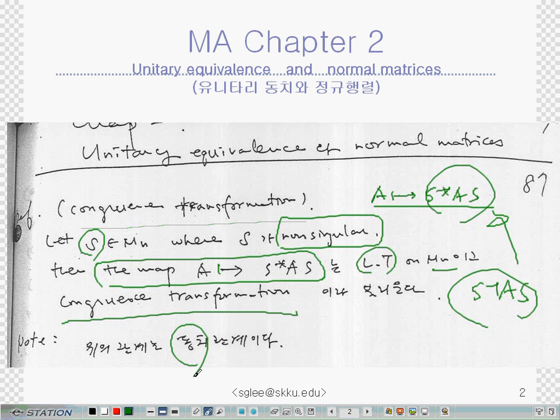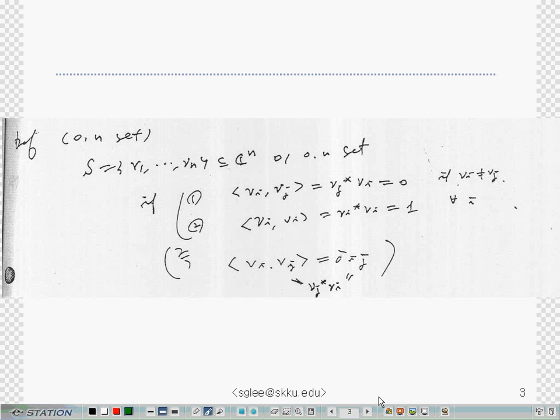Okay. First fact: this congruence transformation is an equivalence relation. So it satisfies the 3 conditions of an equivalence relation: reflexive, symmetric, and transitive.